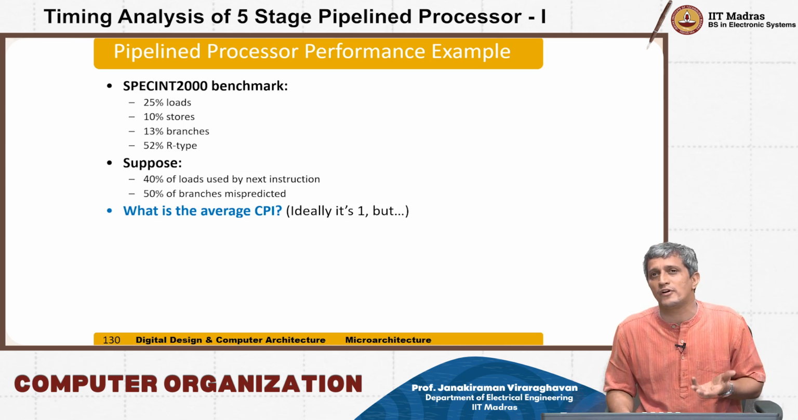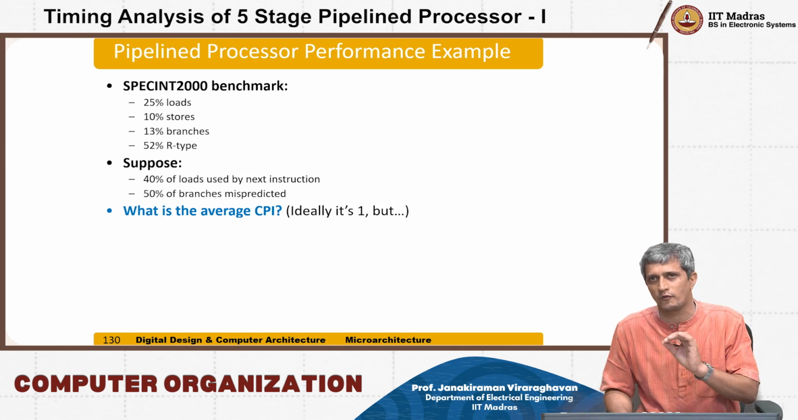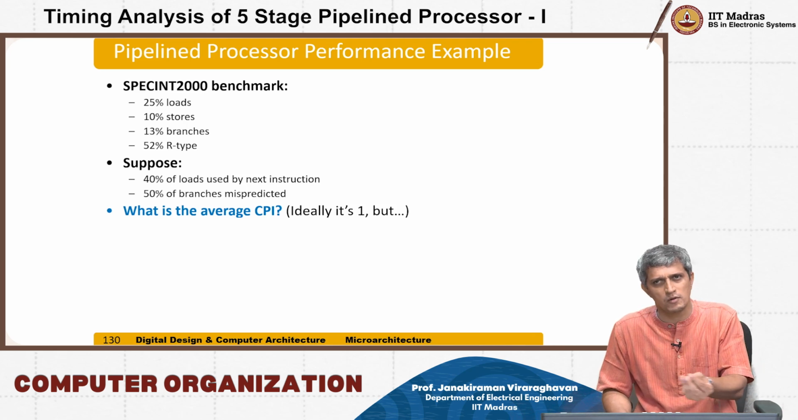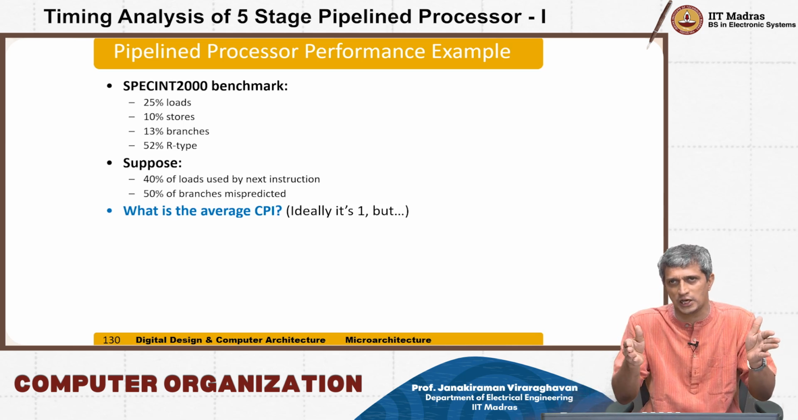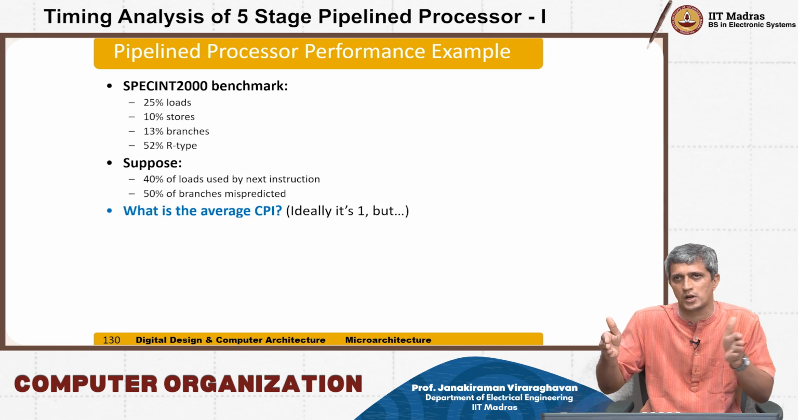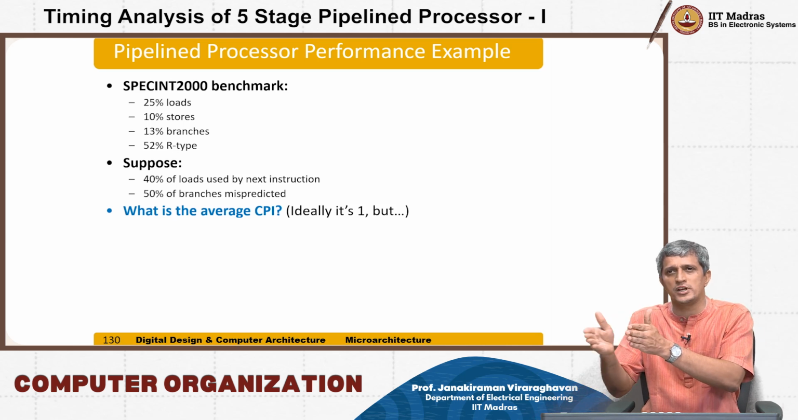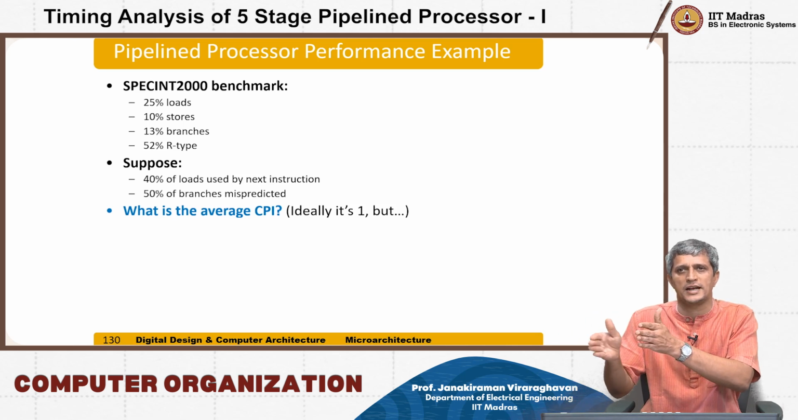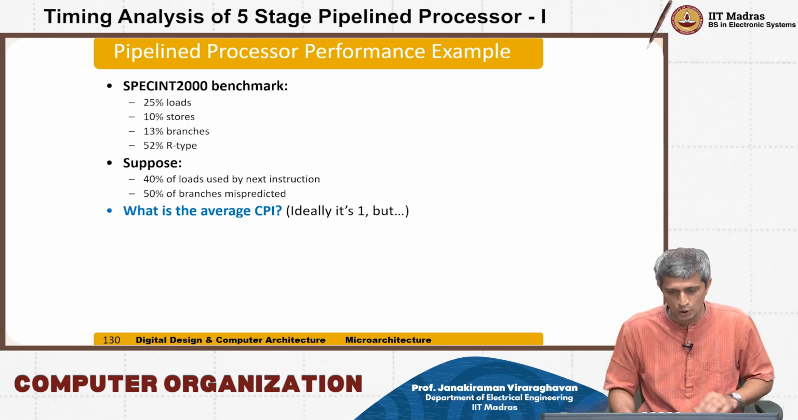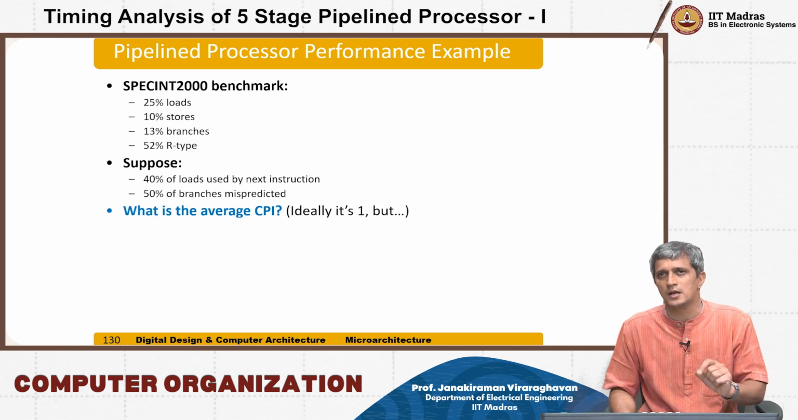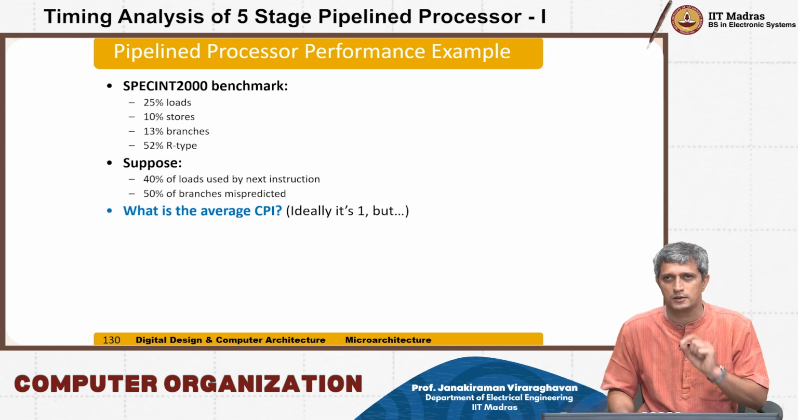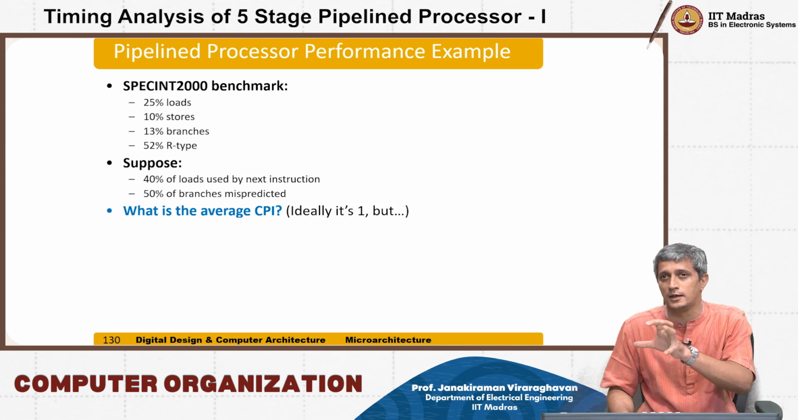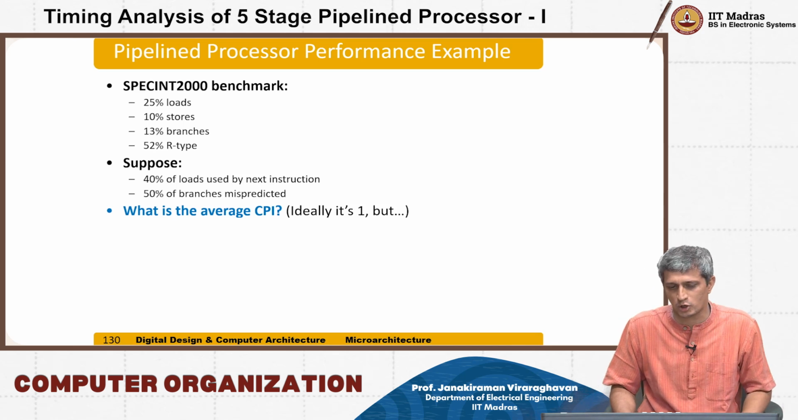So what is the average cycles per instruction now? That's what we want to calculate. Ideally, it should be 1. Every clock cycle, one instruction. If you wait for 5 clock cycles initially, the first instruction will complete. But after that, every single clock cycle, the output of the next instruction is available. So ideally, the cycles per instruction should have been 1, though it is a multi-cycle kind of execution here because of pipelining.